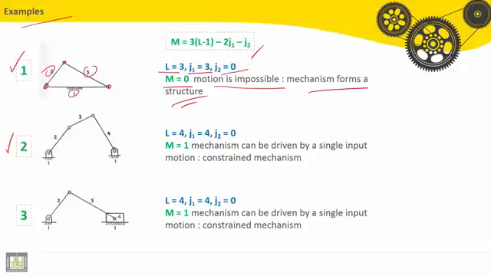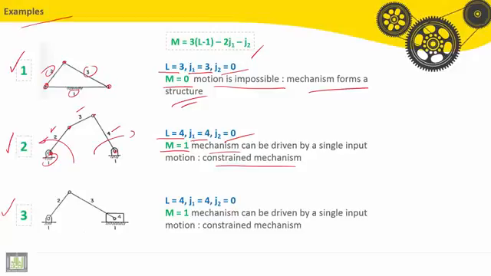We have number of links equal 4, the ground, second, third, and fourth. Lower pairs, rotation here, here, here, and here, 4, and no higher pairs. So M equal 1, mechanism can be driven by a single input motion, constrained mechanism. So it can be controlled by the rotation, here or here.